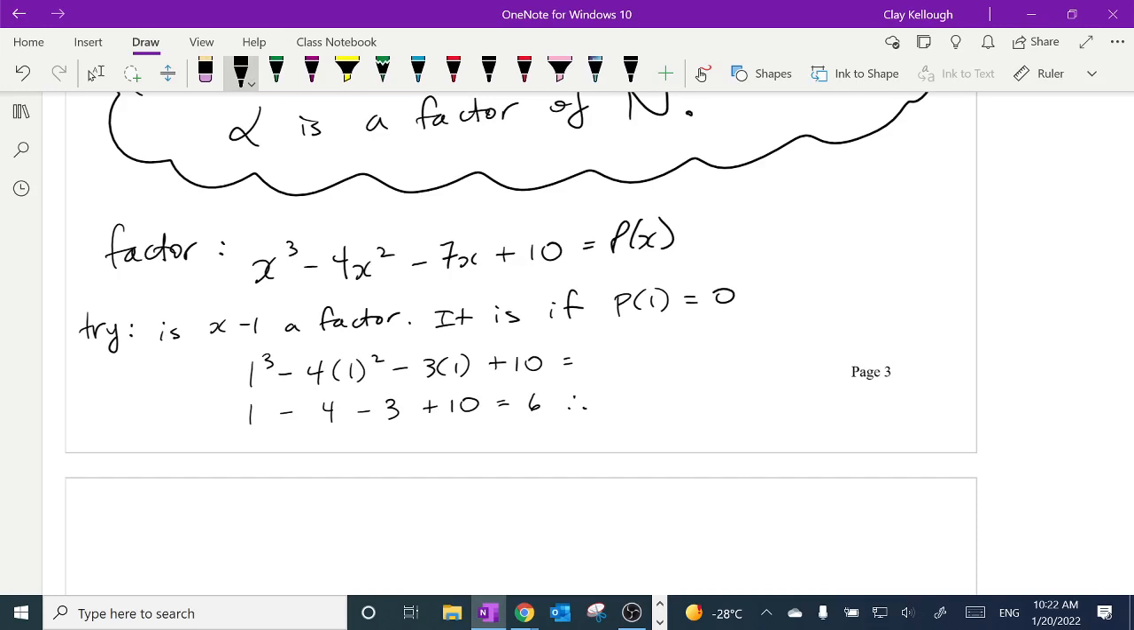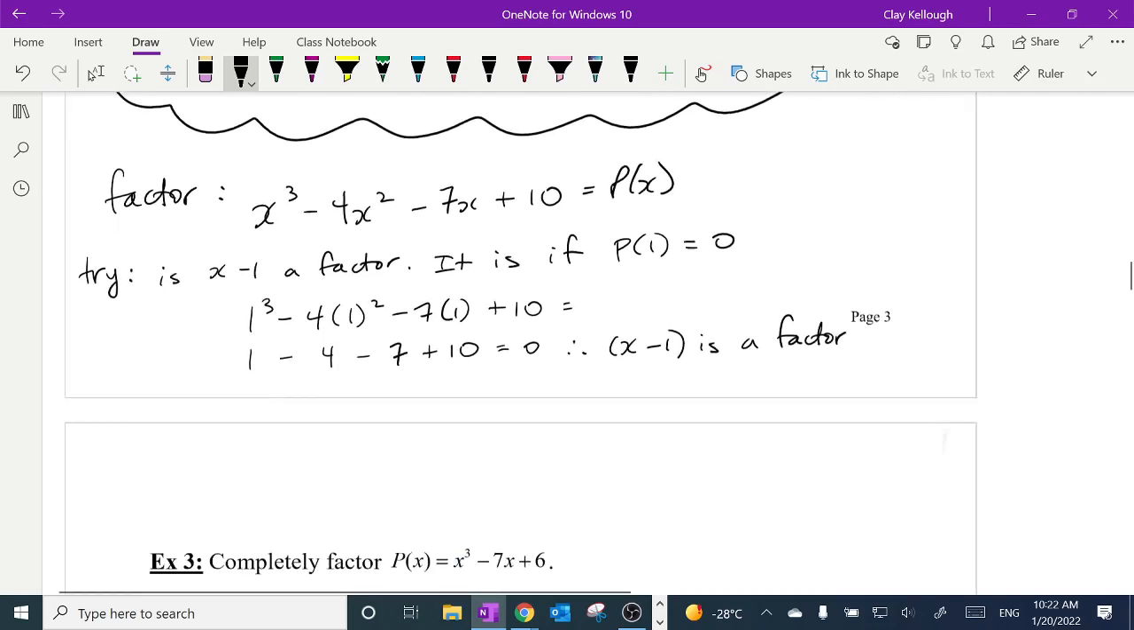There we go. So that's 7 there times 1, which makes that a minus 7, and that works. 1 minus 4 is negative 3. Negative 3 minus 7 is negative 10. Negative 10 plus 10 is 0. Therefore, x minus 1 is a factor. And then you could long divide the x minus 1, get a quadratic, see if you can factor that quadratic.